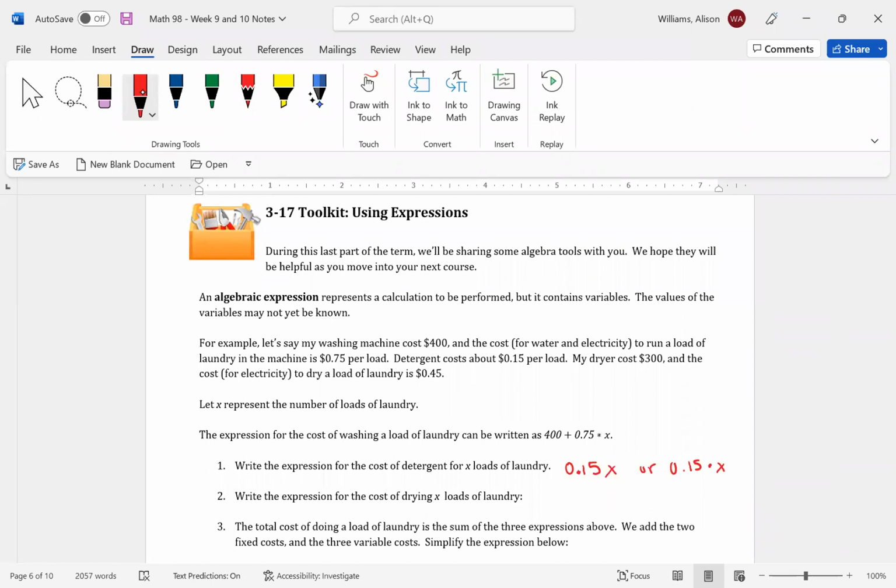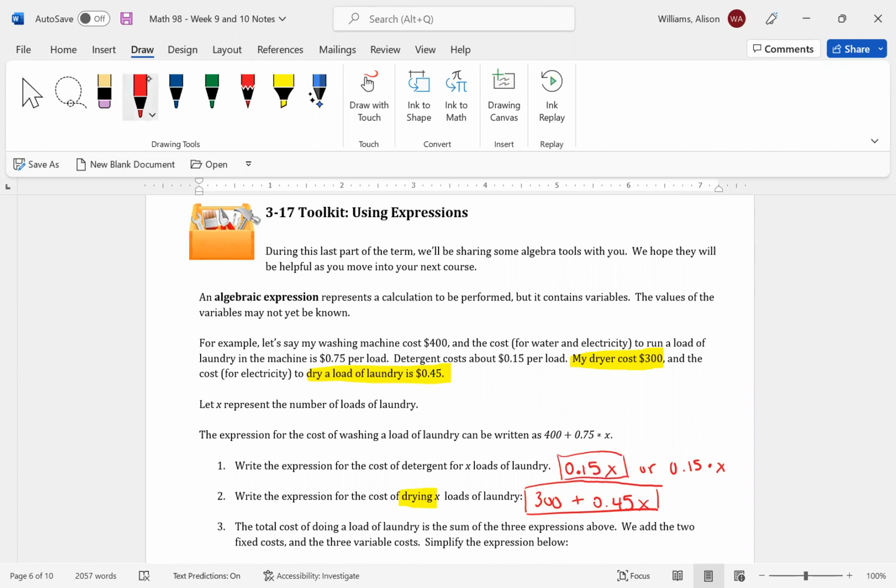Okay. Write an expression for drying loads of laundry. Okay, so drying is different. Drying, we are looking at the cost of the dryer, which is $300, and drying a load for electricity is another 45 cents. So kind of like the washing one, we're going to take the $300 plus 45 cents times X. So that's how we'd write how much it would be to dry a load as an expression. Oops, I don't need to box the whole thing. Sorry, I'll just box the first one. But you could write it like the second one.